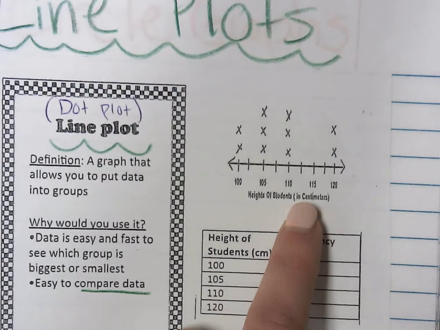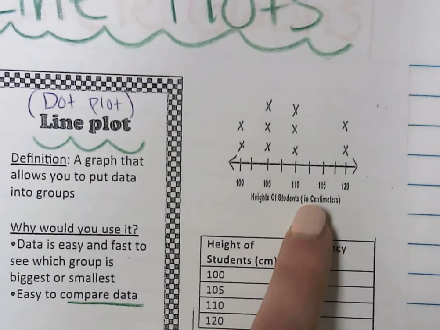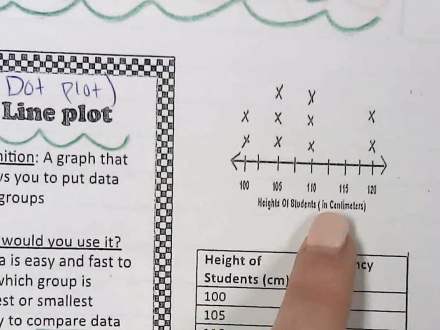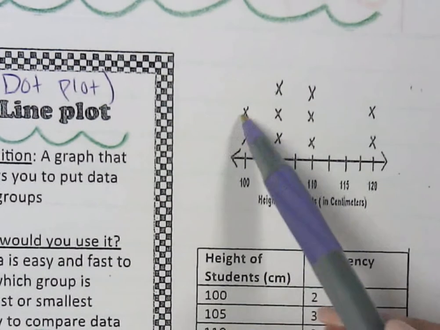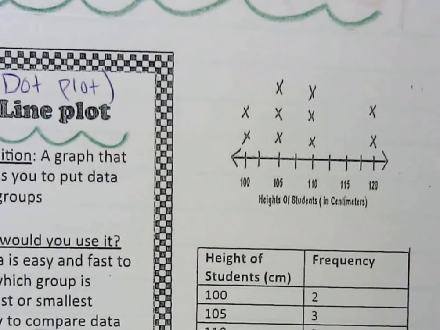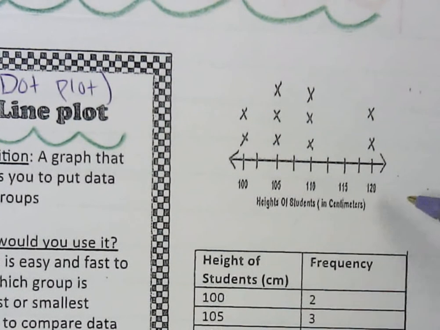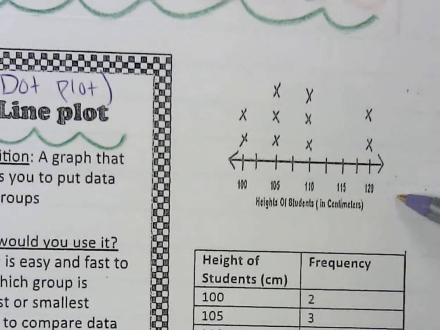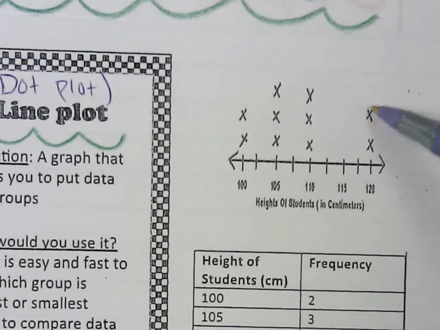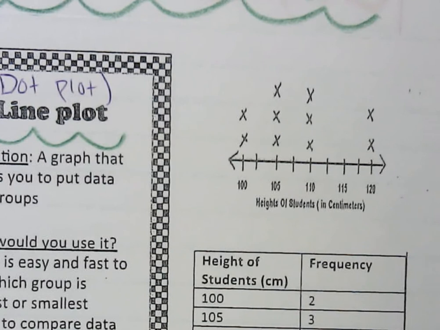There might be a couple different ways you could draw this. This one has little X's. Sometimes people actually draw little dots. They both mean the same thing. The important thing to know, the main thing about line plots or dot plots, is each dot or each X represents one person, one vote, one whatever.